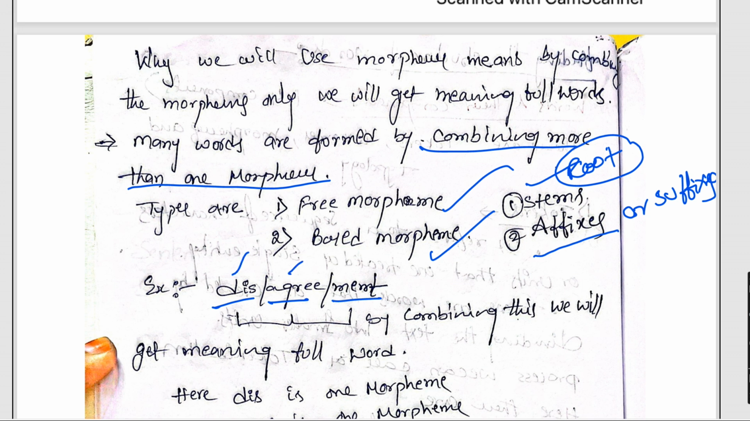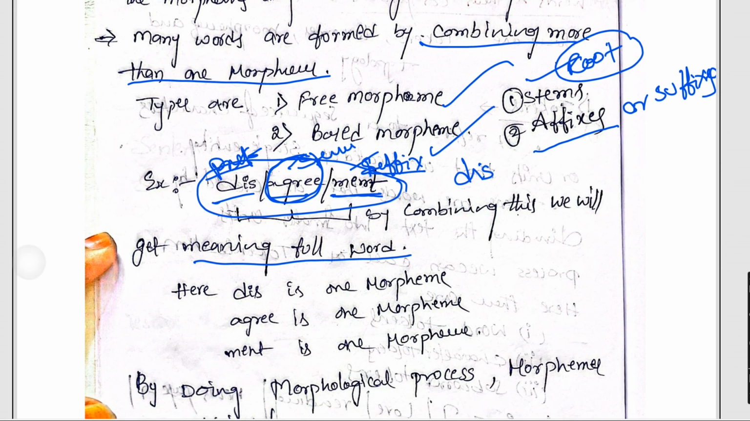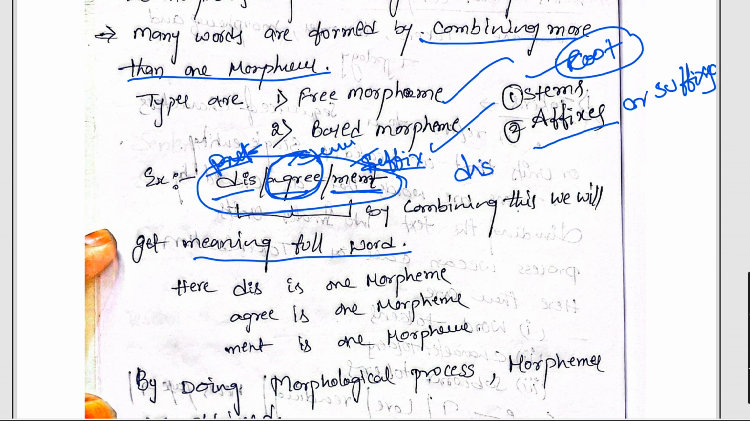disagreement. So these are the three morphemes, right? Agree is a stem, that means the root word. For this root word we are adding the suffix and prefix. By adding the suffix and prefix we are forming a word called disagreement. So by combining these three morphemes we are forming a meaningful word. Disagreement has a meaning, right? We are not agreeing, something like that. So this is the procedure of forming words with morphemes.